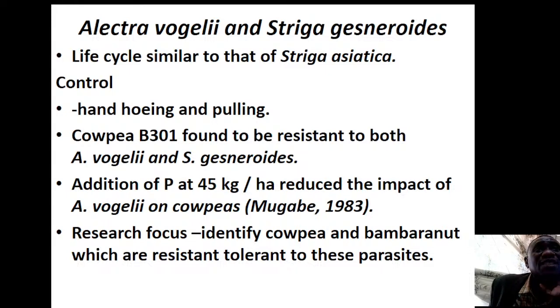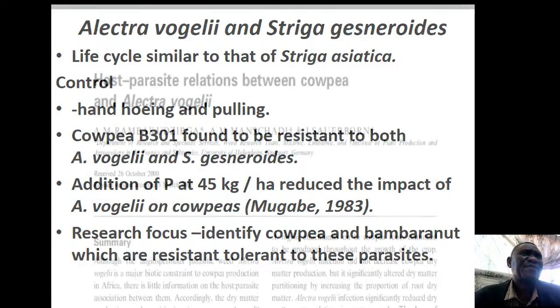We think the research focus should now be on screening cowpea and bambara nut for resistance to these parasites. Probably this could become the cost-effective way of dealing with these parasites.